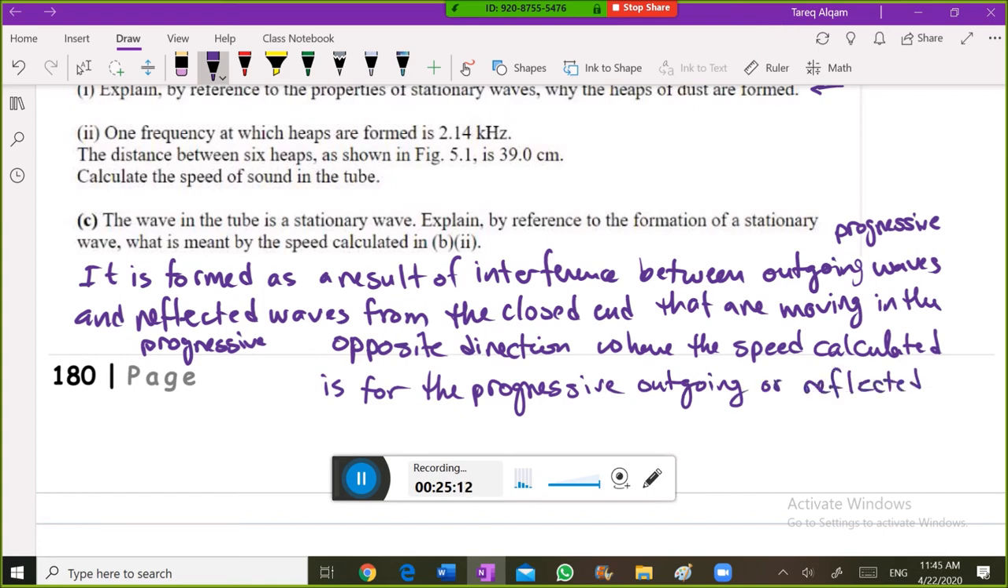Guys, as we mentioned before, in standing waves the disturbance does not travel. Here we may have a misconception: the disturbance is not traveling. If you are asked to find the speed of the waves, the speed calculated here is for the progressive waves that form the standing waves.